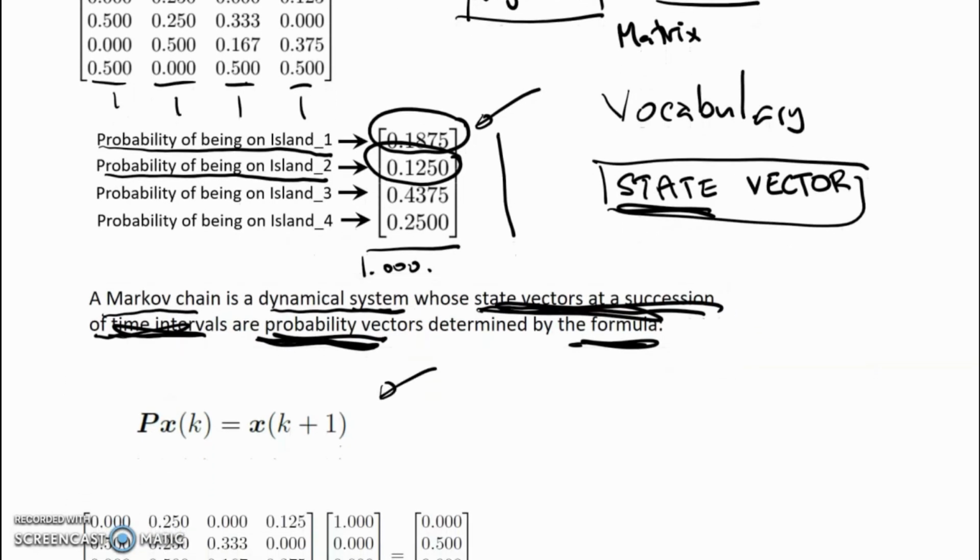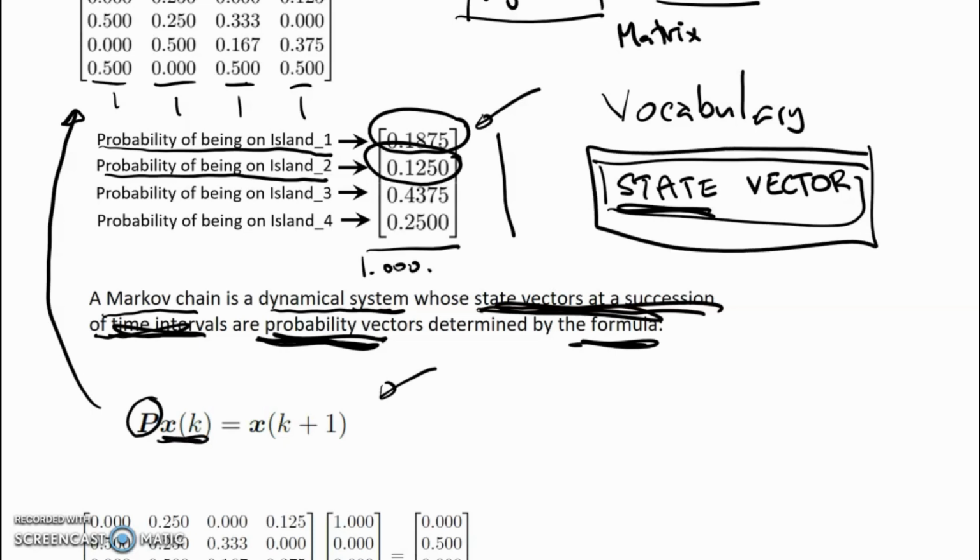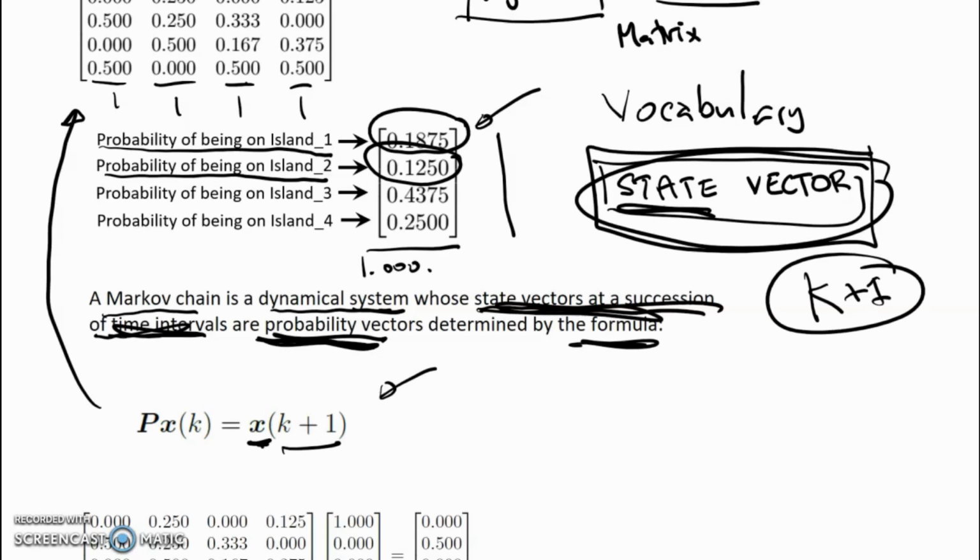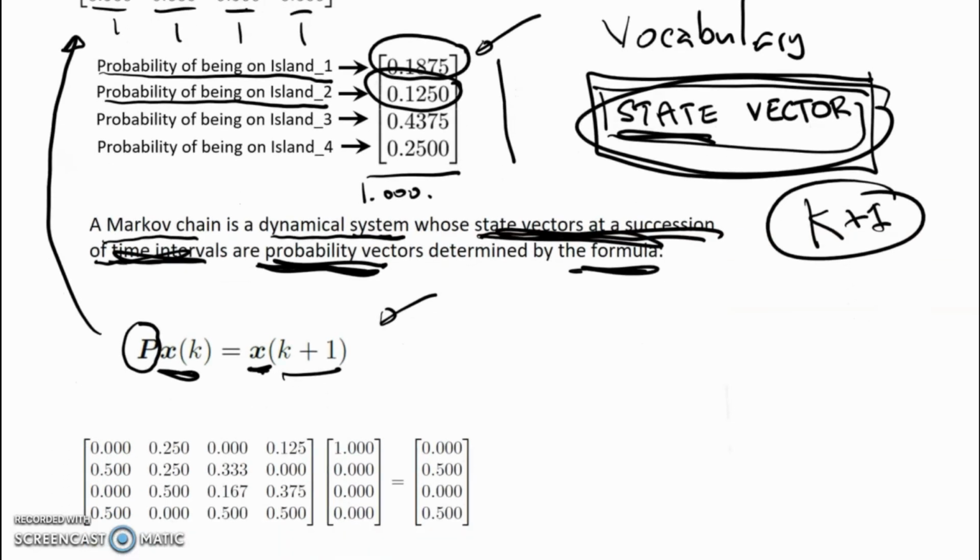It has a number of components. The first component, P, is our transition matrix. This x at k is the value of the state vector at time k. And what we're interested in is getting the state vector at time k plus 1. We're going to arrive at that by multiplying the transition matrix by the state vector at the previous time.